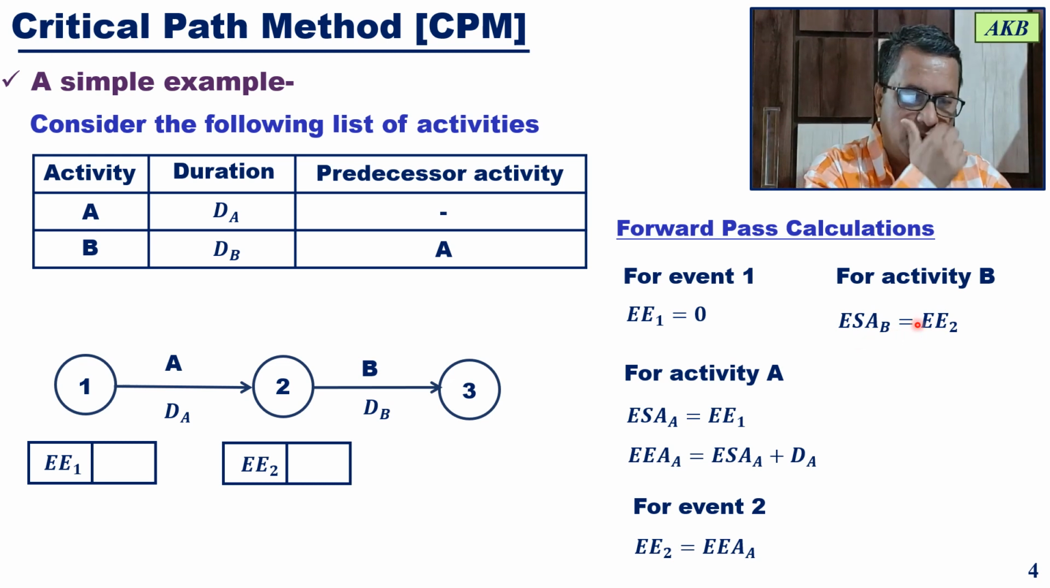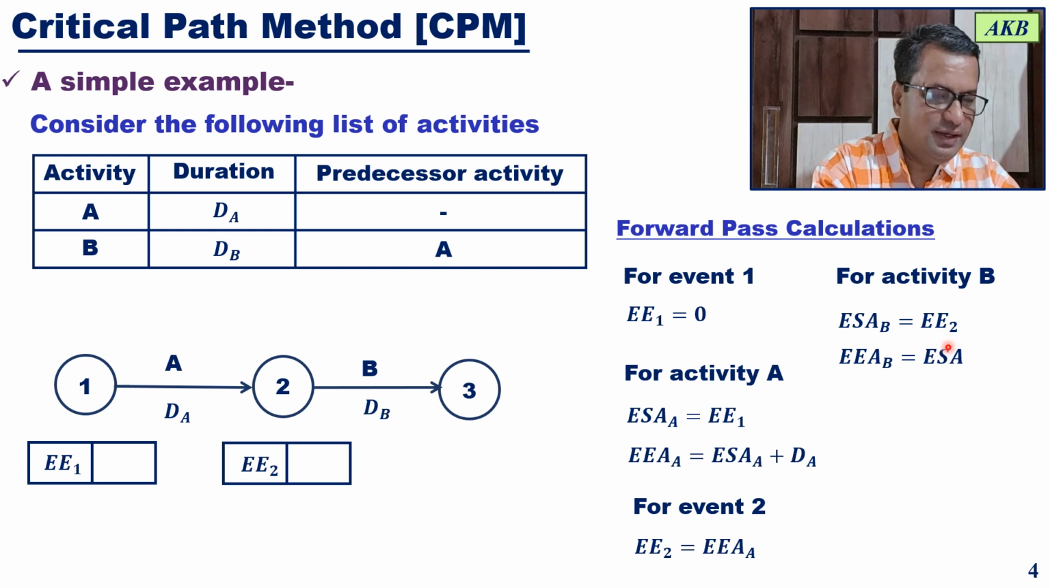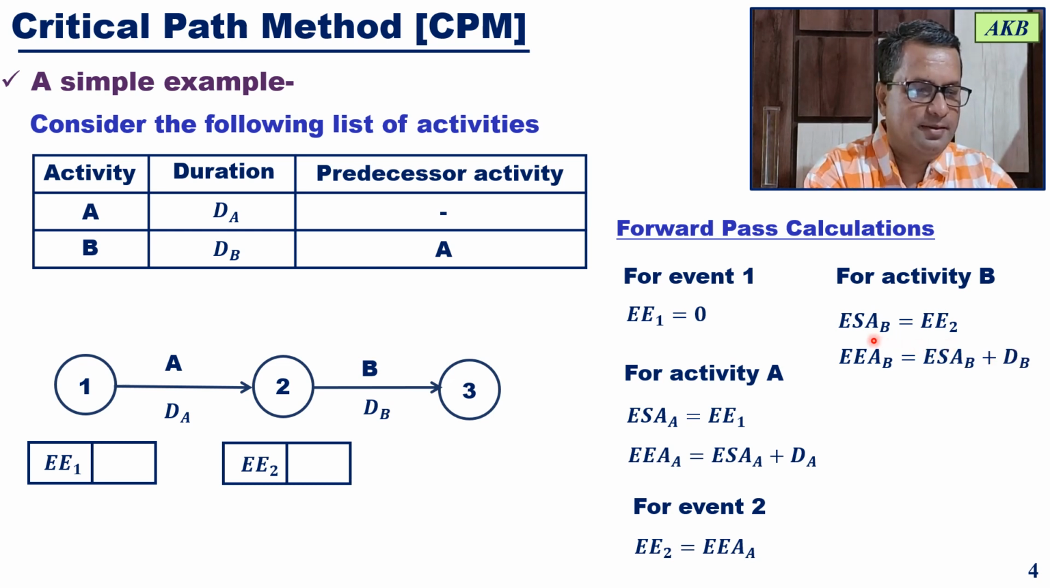So simply for activity B in this network diagram, ES, the earliest start time of activity B, is equal to the earliest event time of event 2. Then after you know the earliest start time, you have to calculate the earliest end time. The earliest end time of activity B is equal to the earliest start time of activity B plus the duration of activity B. We have understood this.